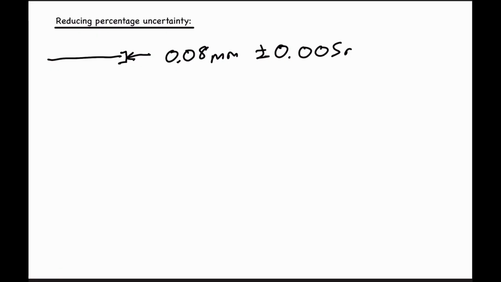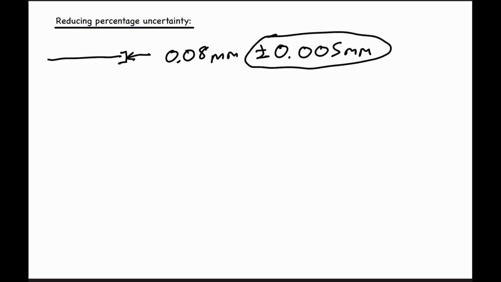If you were to read the thickness of a piece of paper, you would have a mean reading of a very small value, say 0.08 millimeters, for example. And because of the way you measure it, when measuring any piece of paper, you're going to get an absolute uncertainty of 0.0005 millimeters, because you can't get any more precise than that.